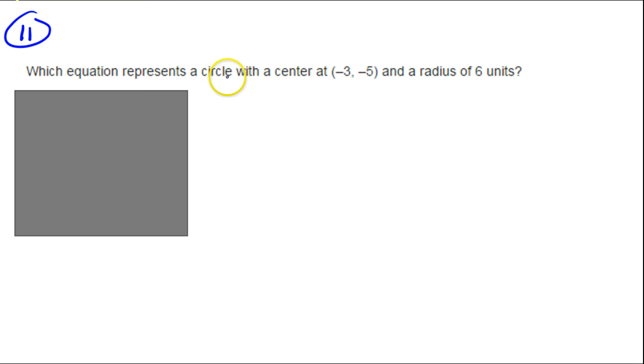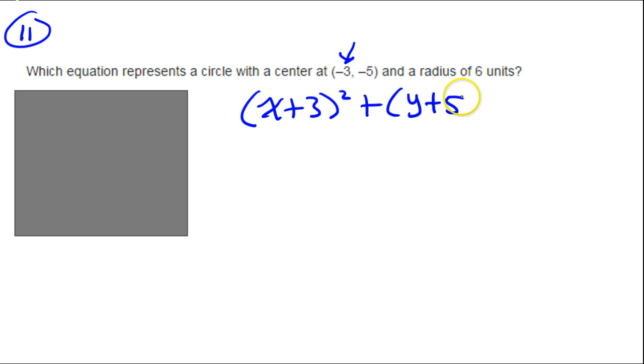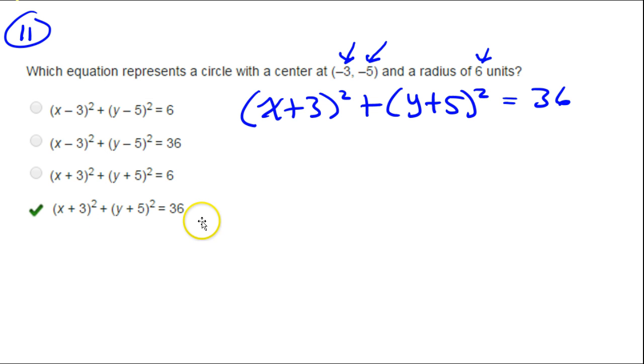Okay, which equation represents a circle with center -3, -5, and radius of 6? This again is ridiculously easy. We'll just do x plus 3 squared. All right, we did the opposite sign right there. And then we'll do y plus 5 squared. Okay, just did the opposite of that. And then next comes the radius squared. Well, if the radius is 6, then right here I'll put 36. So that should be the end of that. Boom.